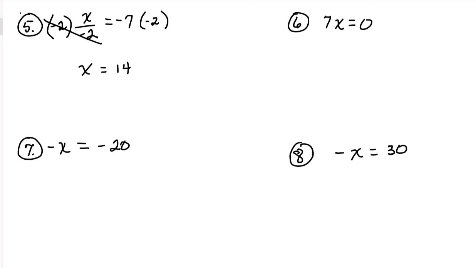Problem 6. I'm going to divide both sides of my equation by 7. And over here on the right-hand side, I have 0 divided by 7, and that is 0.